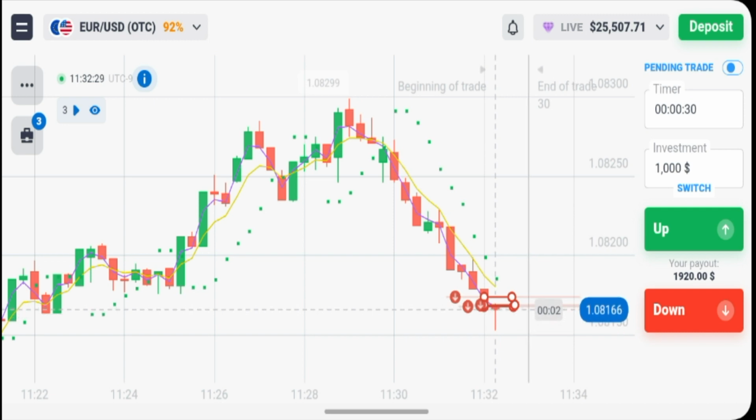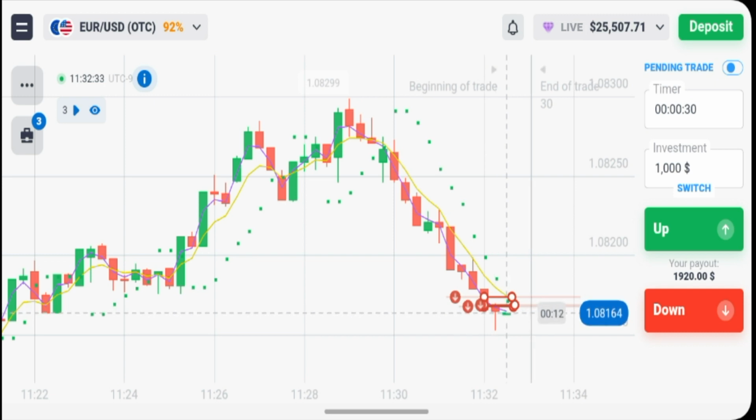All right, and remember that if this trade wins, we have reached our target and probably surpassed it a little bit, which is 30k.